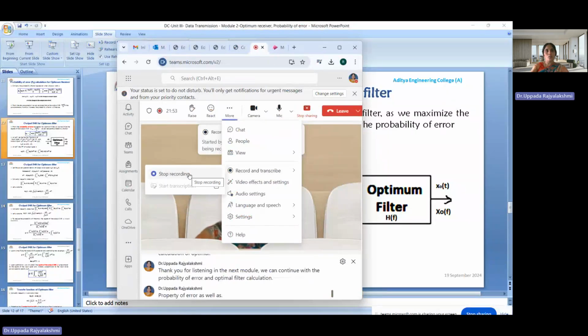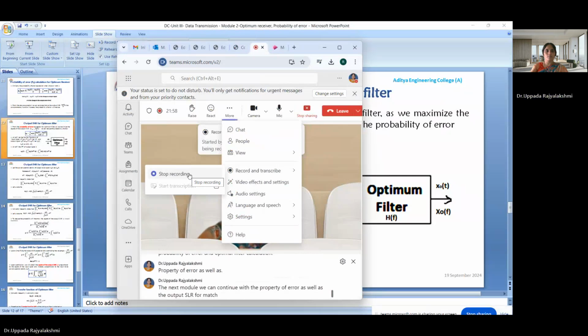In the next module, we can continue with the probability of error as well as the output SNR for the matched filter. Thank you for listening.